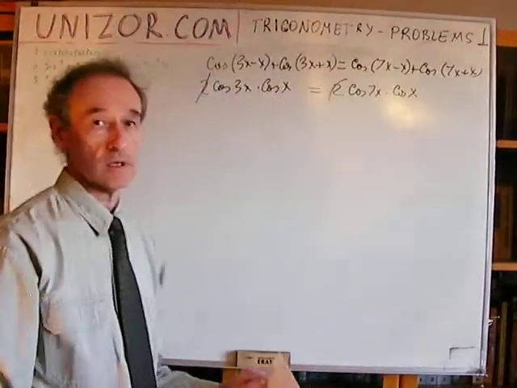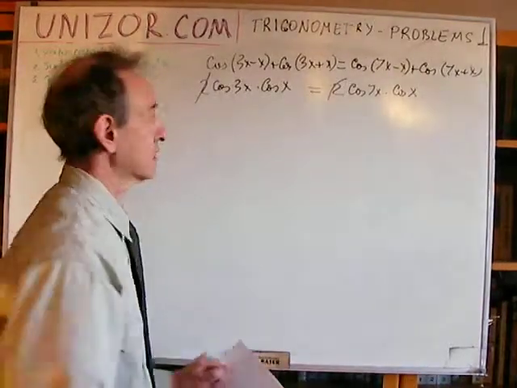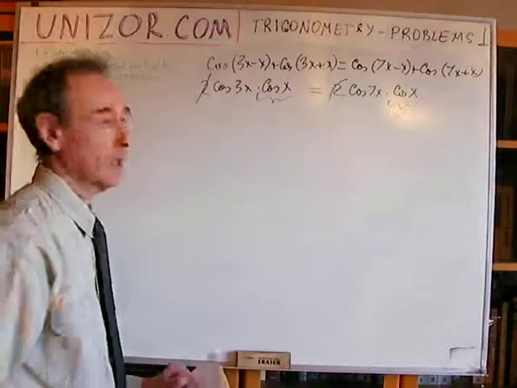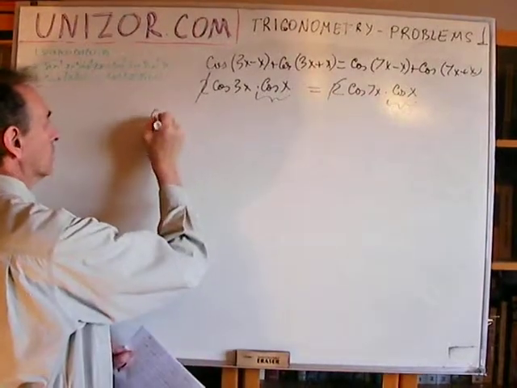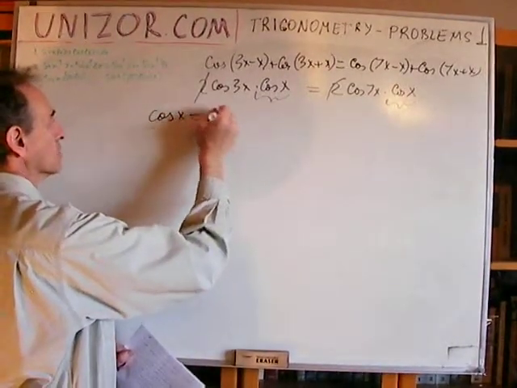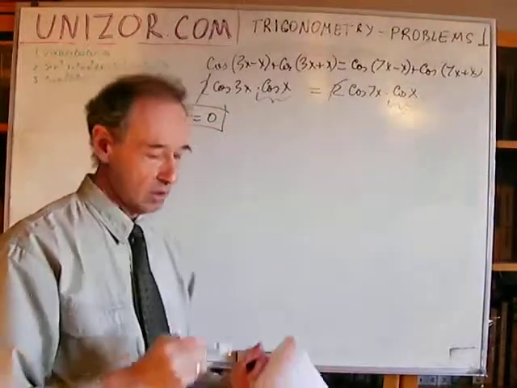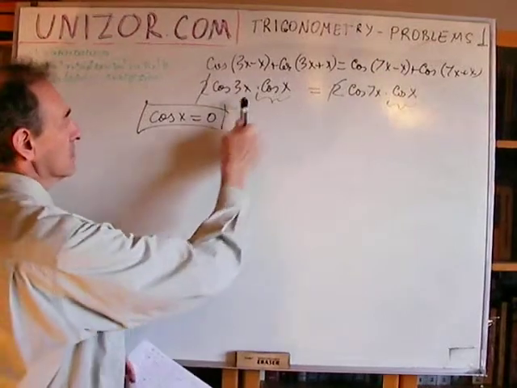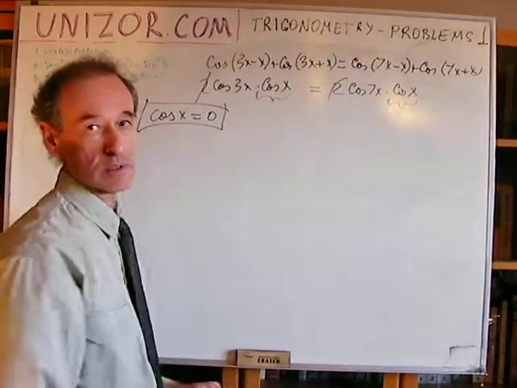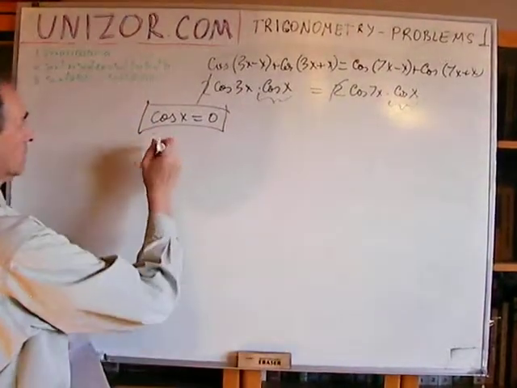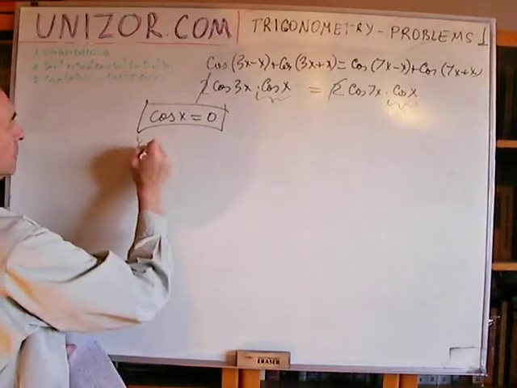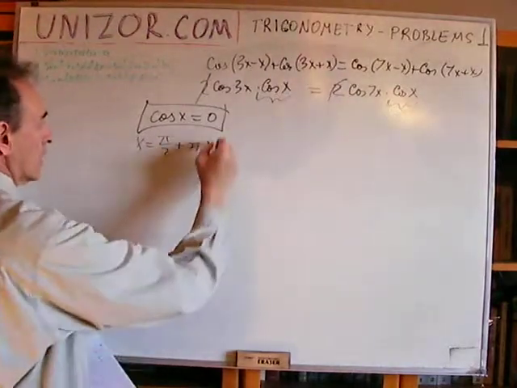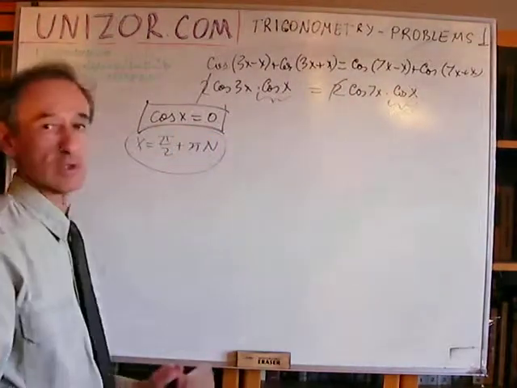Now, is it easier? Of course it is easier, because number 1, we have a common multiplier. So immediately we have cosine x equals 0 as potential solutions to our equation, because if it's equal to 0, then the left part is 0 and the right part is 0. Now, this one is x equals pi over 2 plus pi n. Okay, so we found a few solutions.